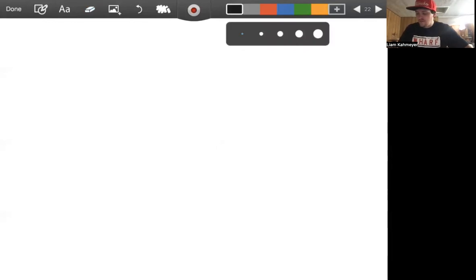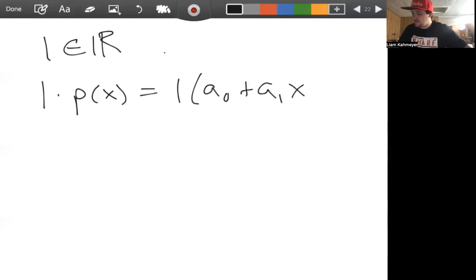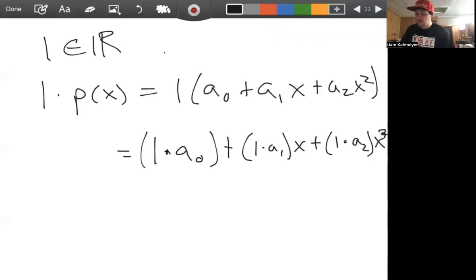But we do have that 1 is in the reals. Let's compute what 1 times P of X is. Well, that's 1 times a naught plus a1x plus a2x squared. This is equal to 1 times a naught plus 1 times a1x plus 1 times a2x squared, right? We don't know if this is a multiplicative identity for a polynomial, but we do know it is a multiplicative identity for a real number, right?